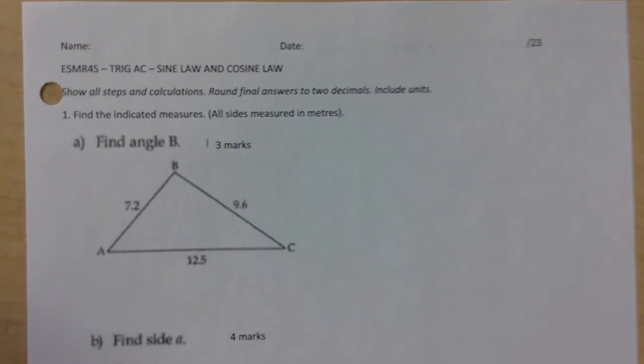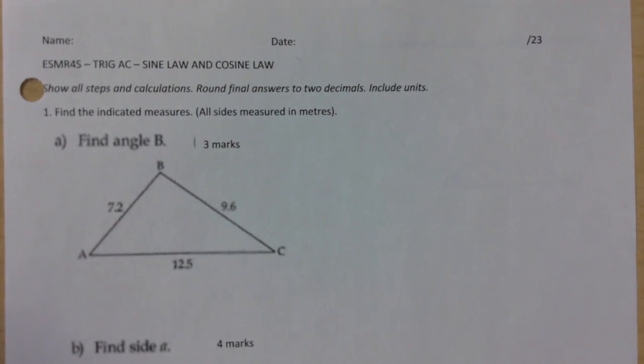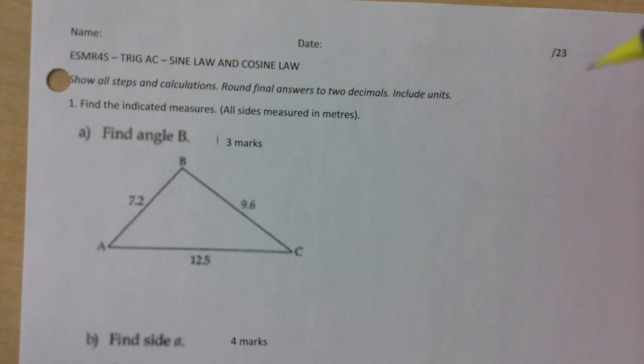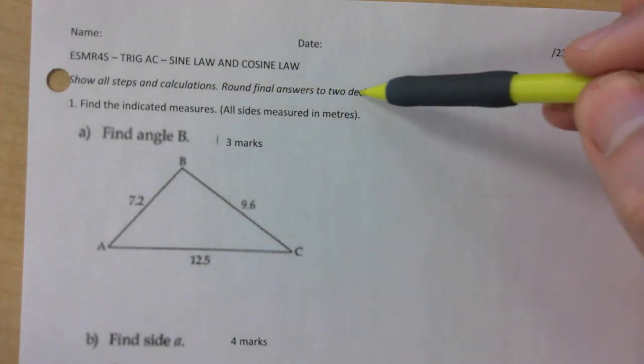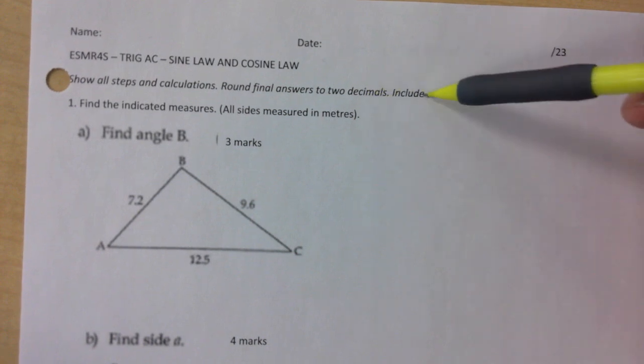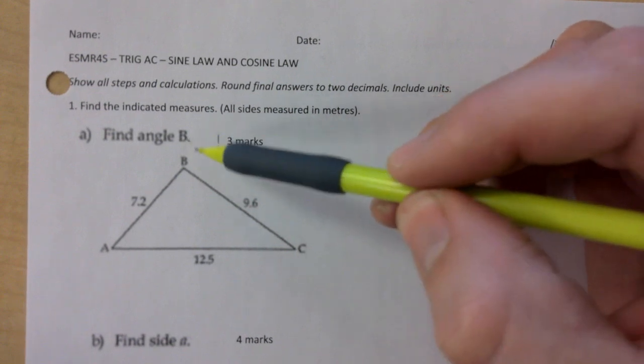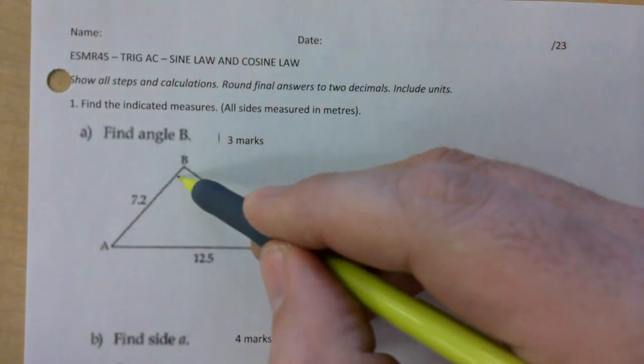Let's see how we did. All right, so we're supposed to show all steps. Final answers rounded to 2 decimals, include units if applicable. In this case, it says find angle B. So they want this one right here.